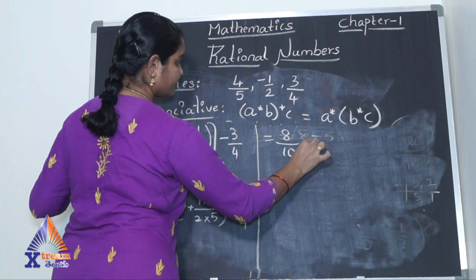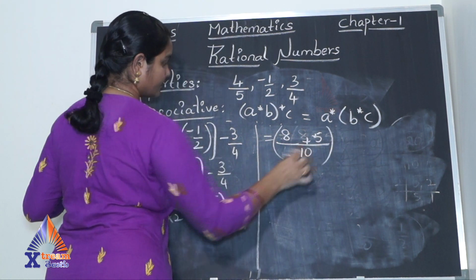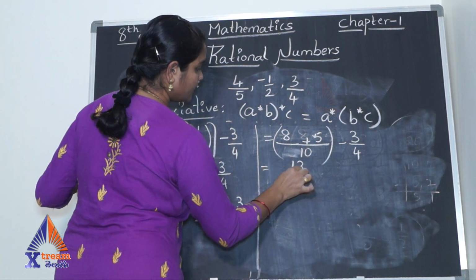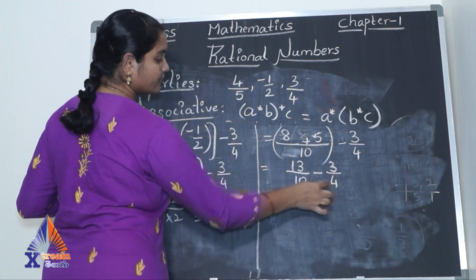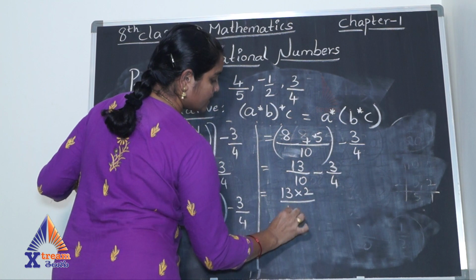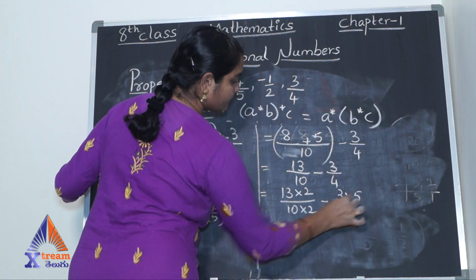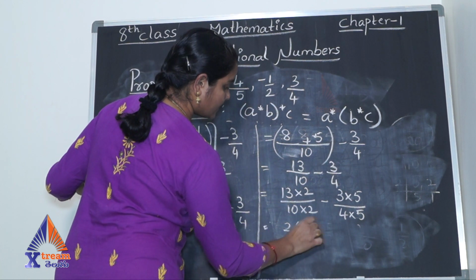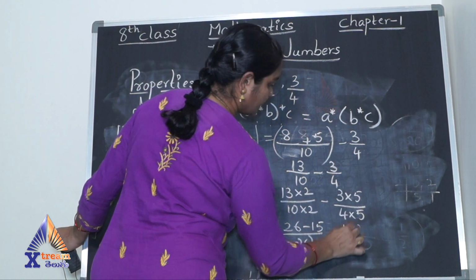8 by 10 plus 5, let me correct this, minus 3 by 4. So we get it as 13 by 10 minus 3 by 4. So again 10 and 4 are the denominators. We have LCM as 20. So 13 into 2 by 10 into 2 minus 3 into 5 by 4 into 5, which gives us 26 minus 15 by 20, which is 11 by 20.